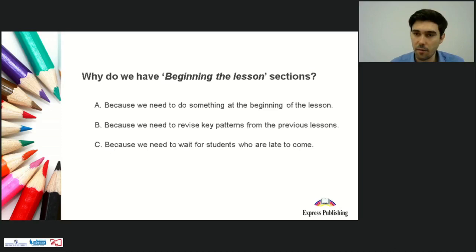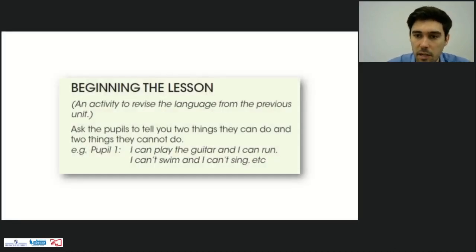We can see here, this is taken from a teacher's book, from one of our Express Publishing titles. The teacher's book always suggests different activities to revise language. Here we have asking pupils to tell you 2 things they can do and 2 things they cannot do. In the previous lesson we would have studied can and can't, and in the next lesson, having gone over the homework, perhaps we can have the students create some sentences or explain to the class what they can and can't do. In this way, they're revising and recapping what we've studied in the previous class.